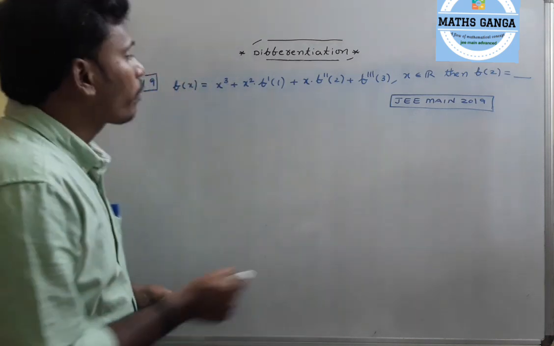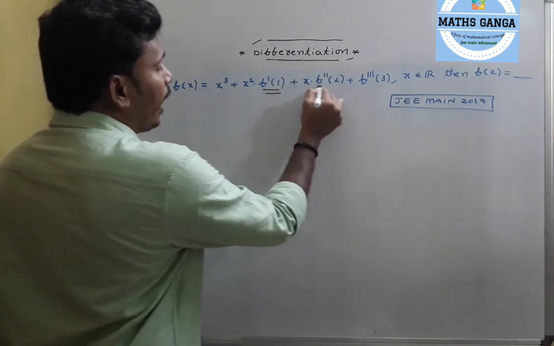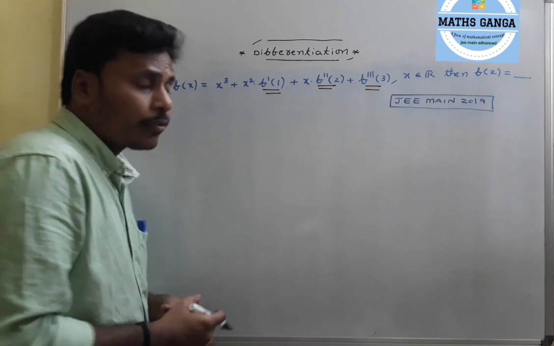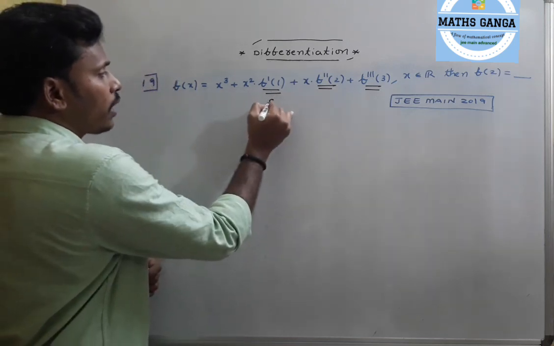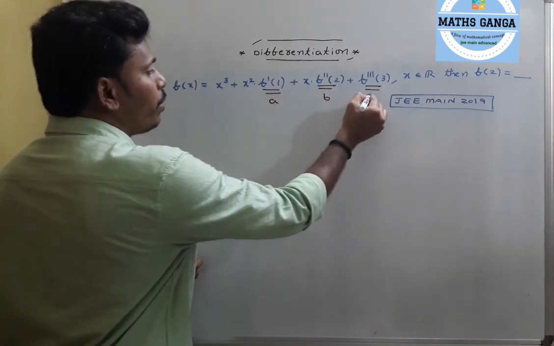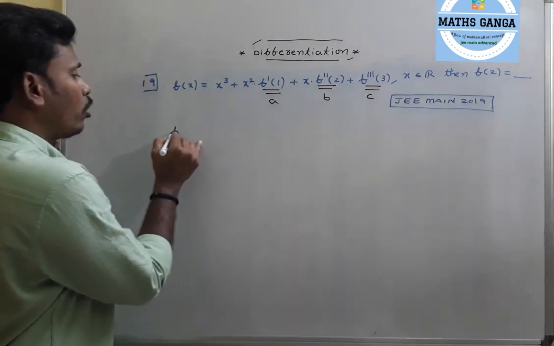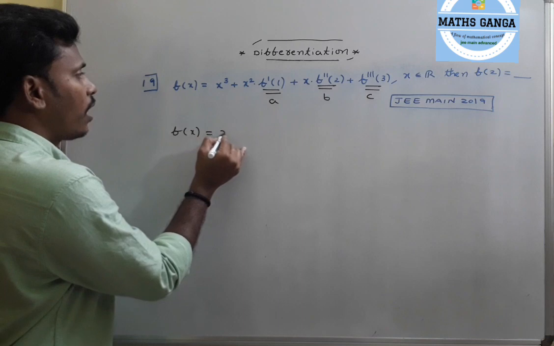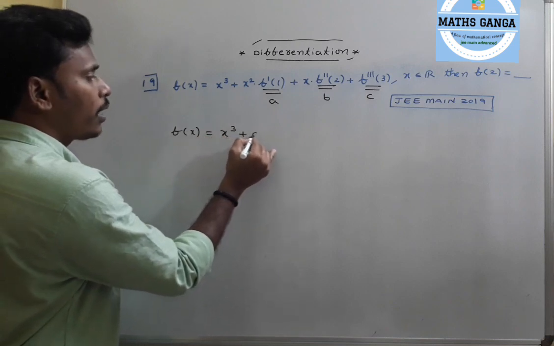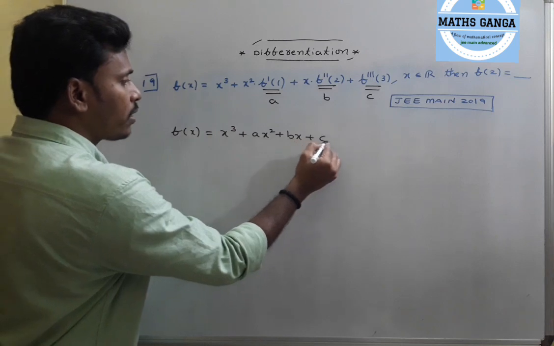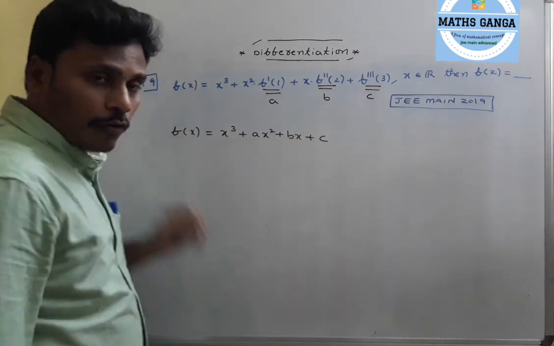One more thing: here f dash of 1, f double dash of 2, and f triple dash of 3 are all constants, right? So for convenience, mark these constants as some a, b, c. Now the problem f of x is x cube plus ax square plus bx plus c. This is f of x.